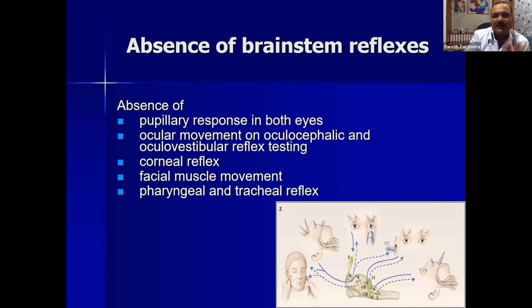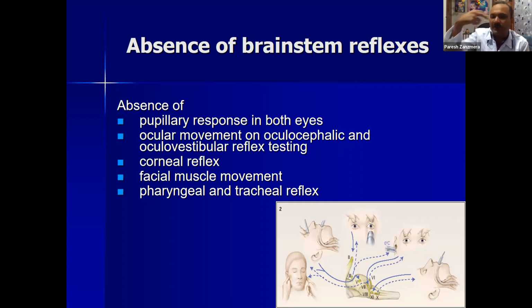Second, one is coma. Second should be absence of brain reflexes. That should be in the form of absent pupillary response in both eyes, and ocular movement on oculocephalic or oculovestibular reflex testing should be absent. Corneal reflexes should be absent, facial muscle movement should be absent, and there should not be any pharyngeal or tracheal reflexes. Now you will say that you are mentioning a list of reflexes and how can we diagnose everything. That is not possible practically speaking. But if the sister is suctioning and there is no suction reflex or pharyngeal reflex during that period, you can understand that the tracheal reflex could be absent.